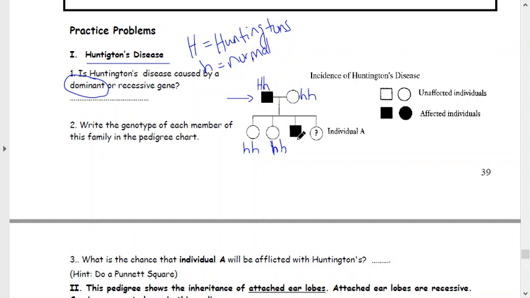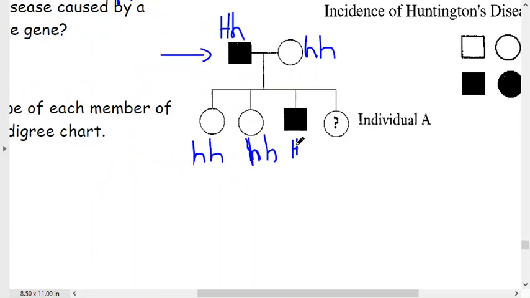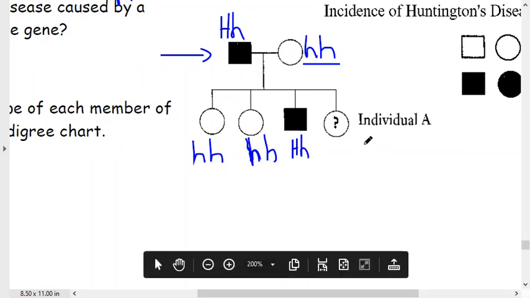So that means his son here, unfortunately, did get his father's dominant allele. Let me zoom in. There we go. But again, the mom only had recessive alleles to give, so the son must also be heterozygous. And then I think they ask you here, what is the genotype of individual A?